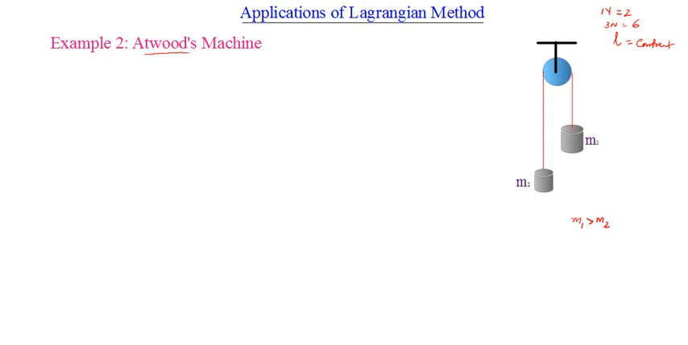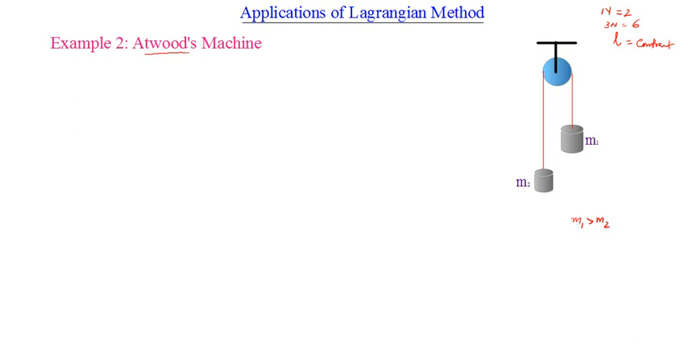So let's assume that the pulley is fixed and the masses are moving along the y-axis. Right? Masses are moving along the y-axis. So that is the idea. Now we can see that if the masses are moving along the y-axis, it's only one axis.